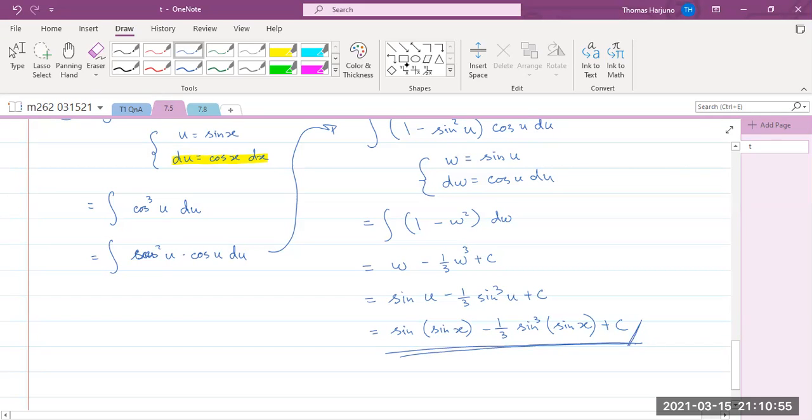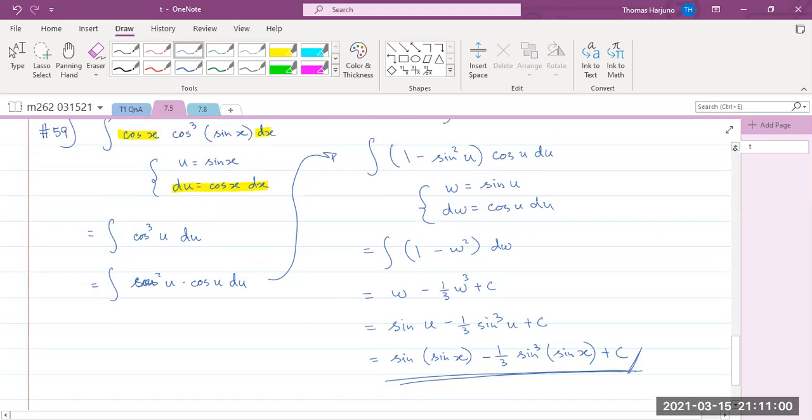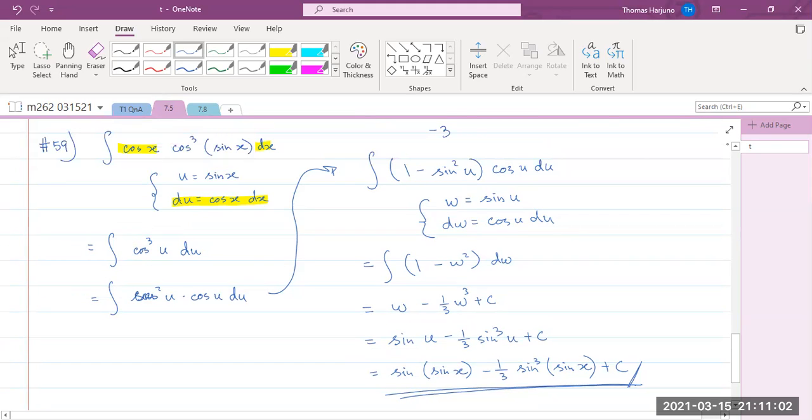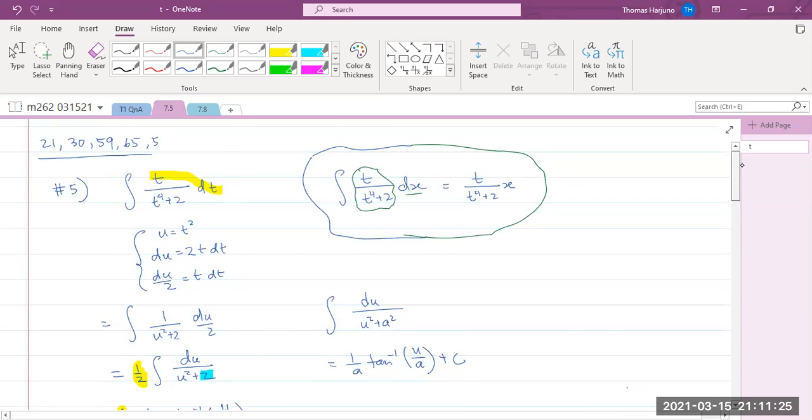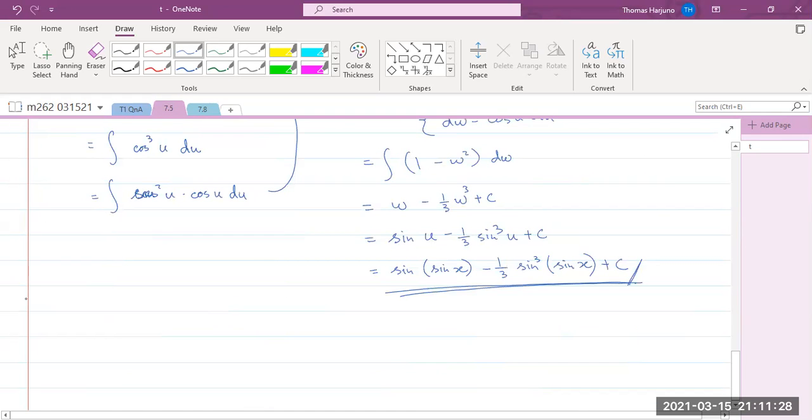Okay, is it okay so far? Let me scroll it up a little bit. Yeah, so we need to do two substitutions here. And then what is the other one? I remember that's the last one for this section here. What's that? Number 65.